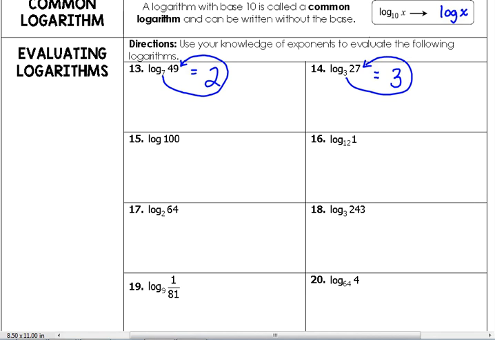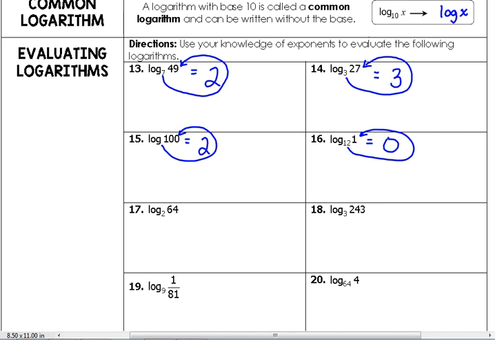So number 15, it doesn't have a base, so it's understood to be 10. So 10 to what power is 100? The second. 10 squared equals 100. Okay, number 16, log base 12 of 1. What did I tell you on the front? That answer is always going to be 0. Okay, because 12 to the 0 power is 1. Anything to the 0 power is 1.